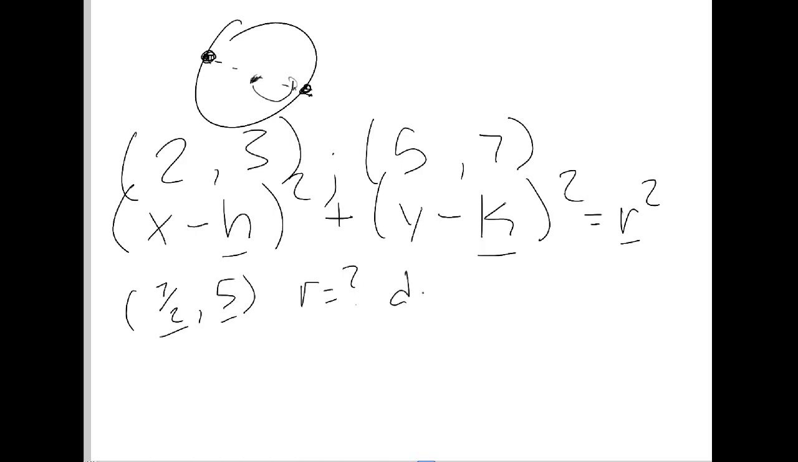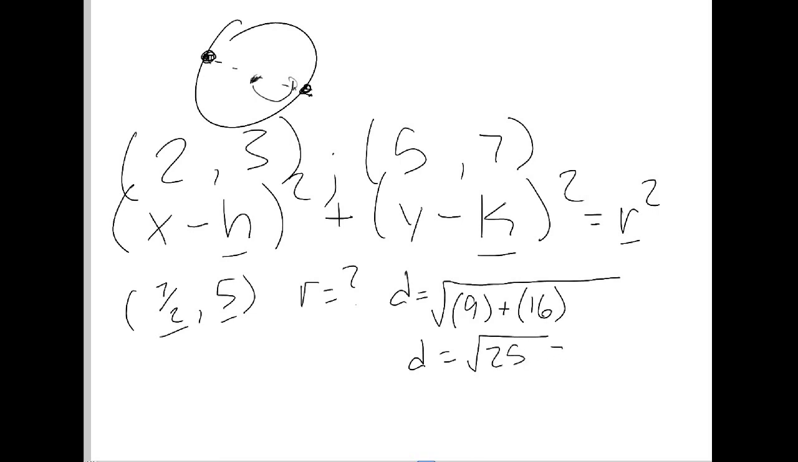So I'm going to go diameter equals the square root. Now here we're going to go x2 minus x1, or 5 minus 2. So that gives me 3, and 3 squared gives me 9. Plus y2 minus y1, or 7 minus 3. Well, that gives me 4, and 4 squared gives me 16. So diameter equals the square root of 25. Well, we all know that is just 5. So that means that our radius is half of our diameter, or 5 halves.